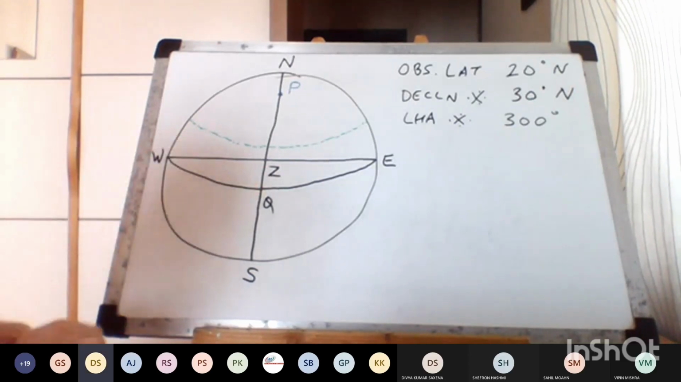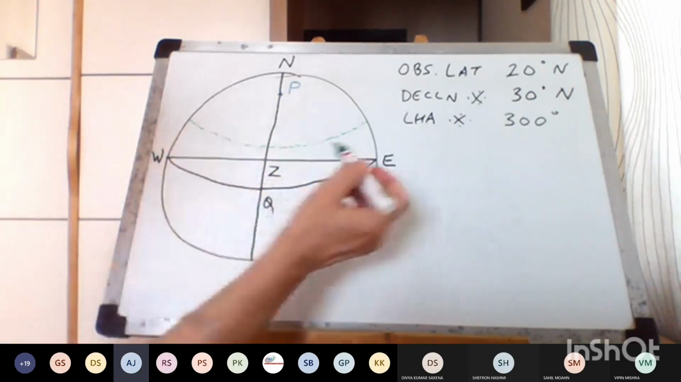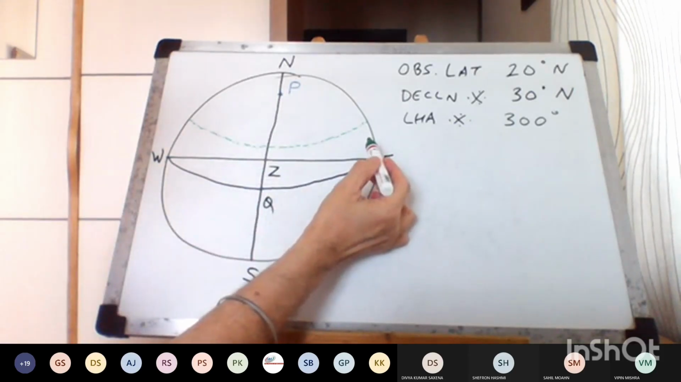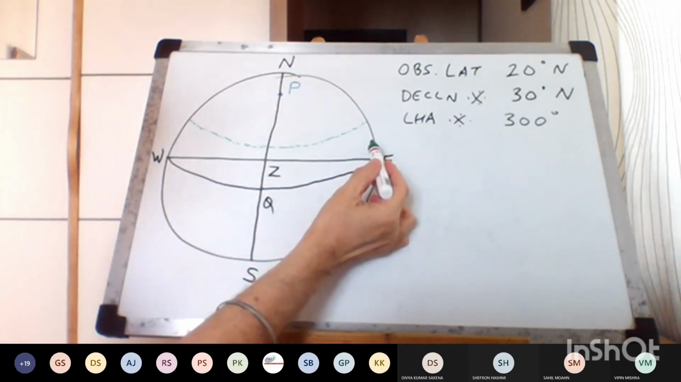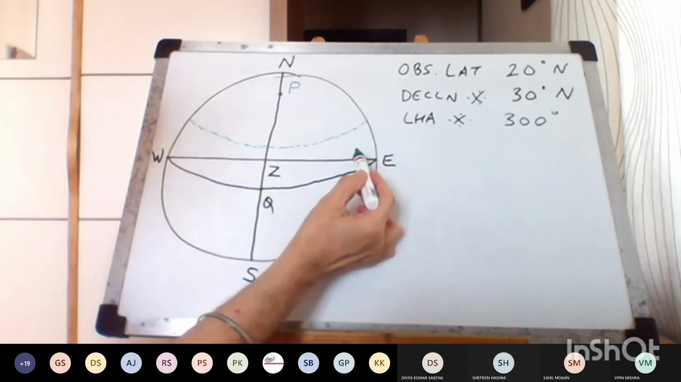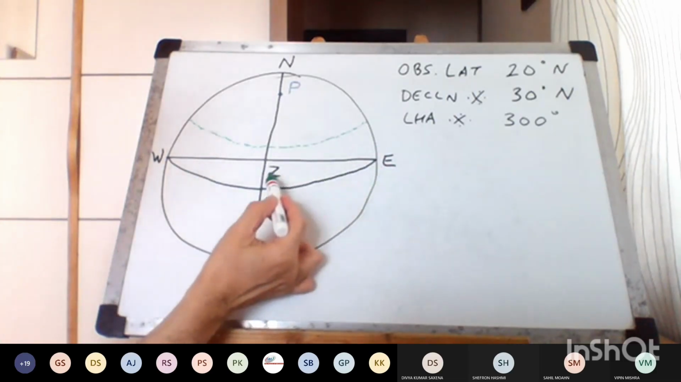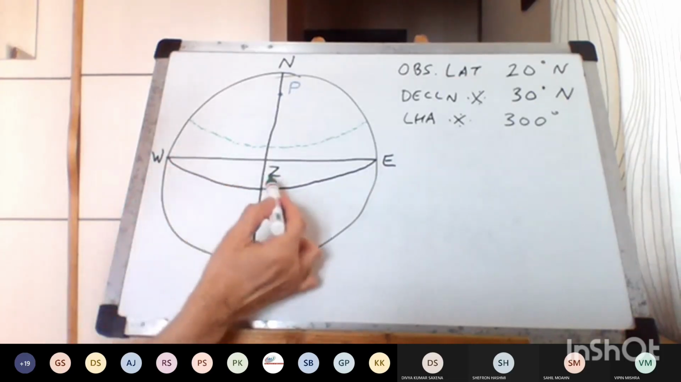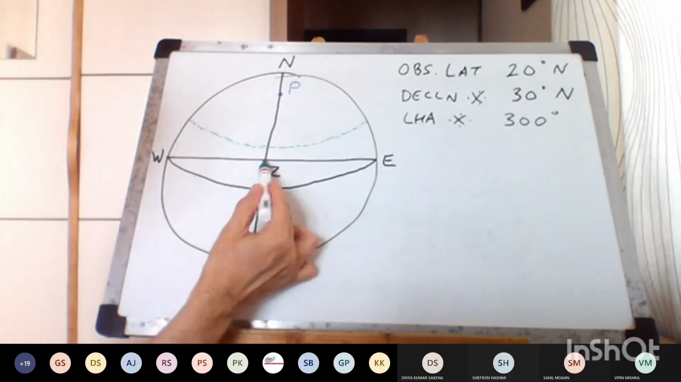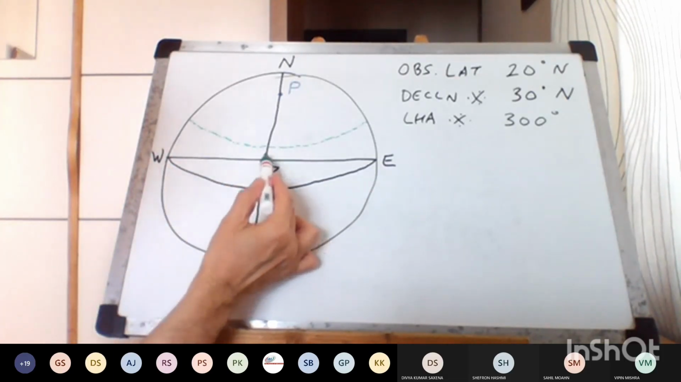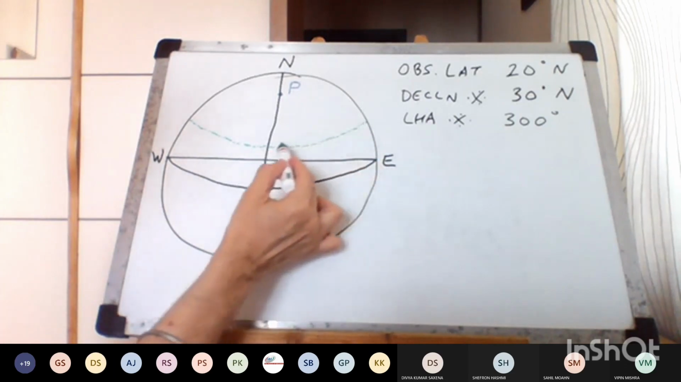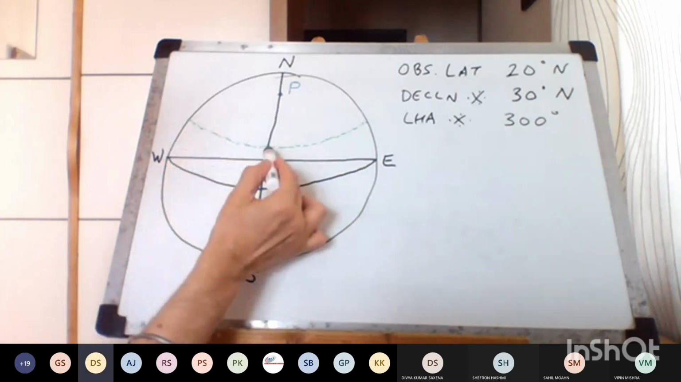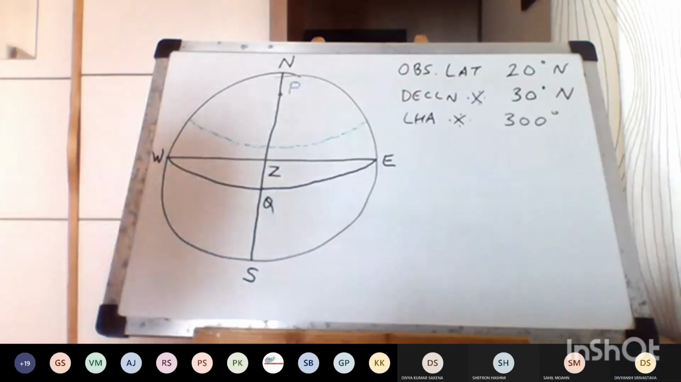If the body's declination would have been less than the latitude, the body would have come like this and crossed south of the observer. When it would have crossed south of the observer, then the bearing would have been south, 180. But now it is crossing north, so the bearing will be 0.